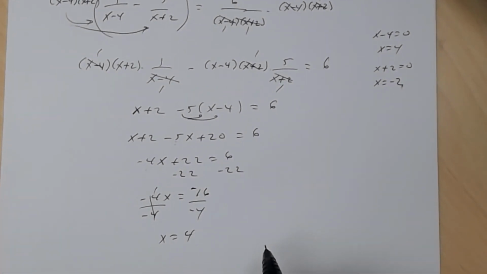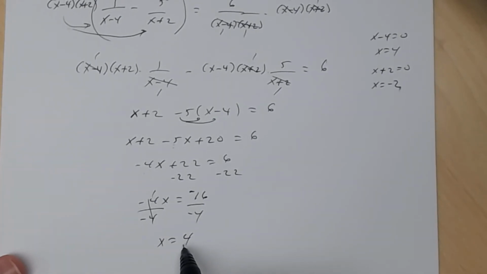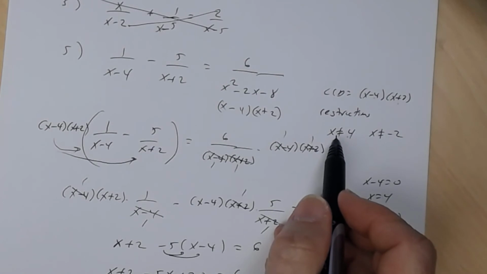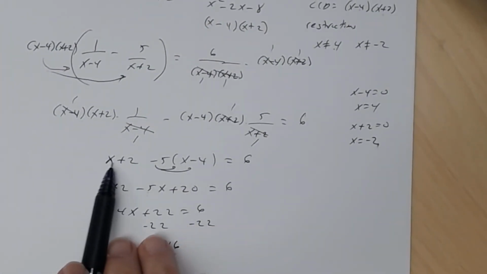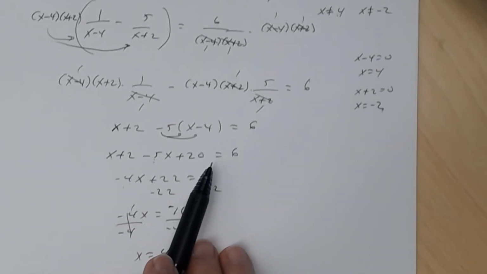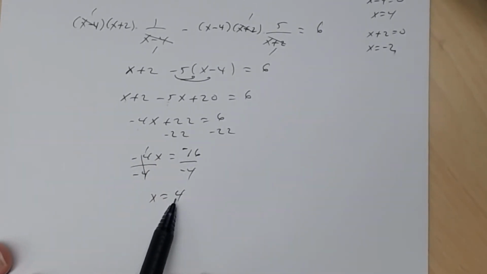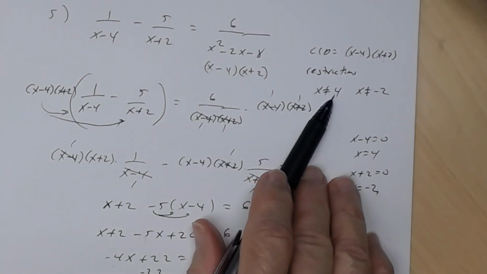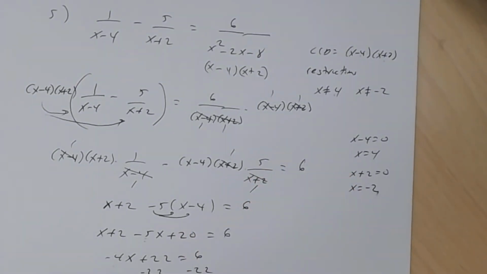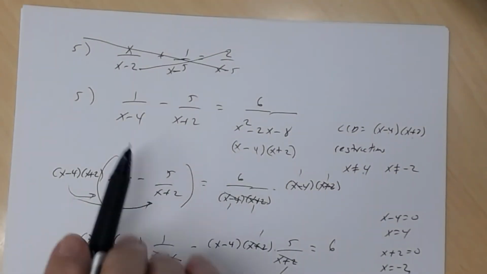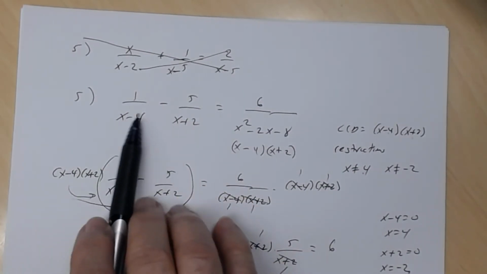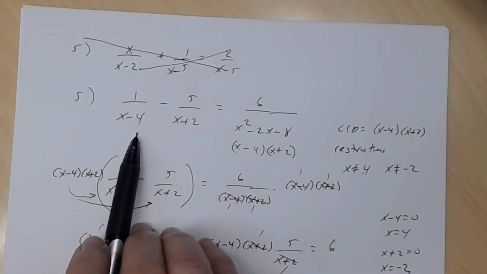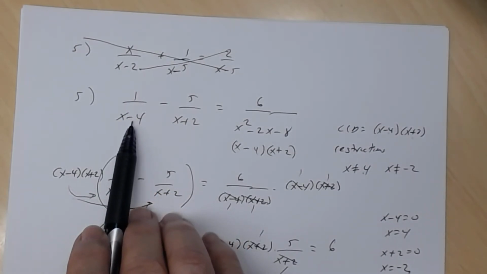Okay, so that's what I got x to be. But remember now, 4 was a restriction. And when I solved this linear equation, the only solution I got was 4. And 4 was a restriction, which means that 4 cannot be a solution to the original problem because 4 makes this denominator 0. And I can never divide by 0.